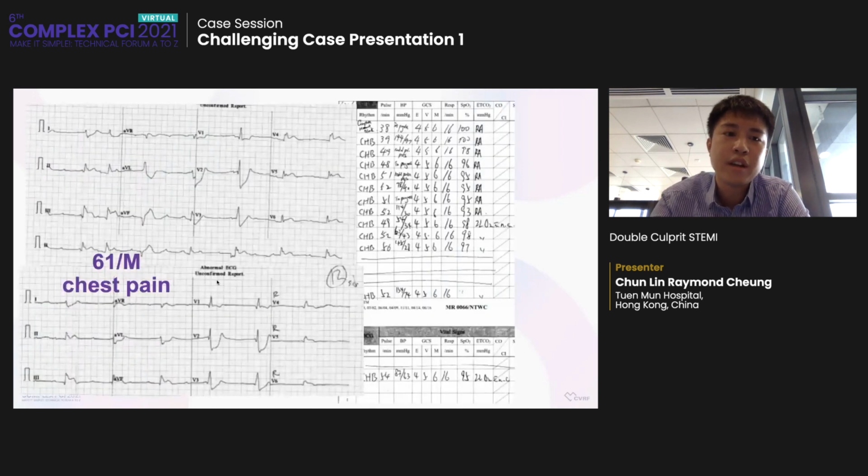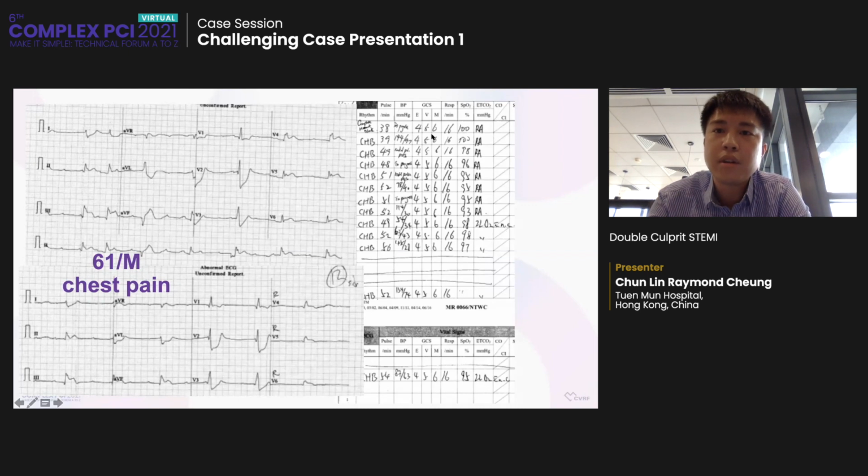So this is our patient, a 61-year-old man who attended our hospital for acute onset of chest pain with sweating and nausea. We can see from the ECG that there is ST elevation over the inferior leads, lateral leads, and also right side involvement. The ECG also shows complete heart block with wide QRS complex.